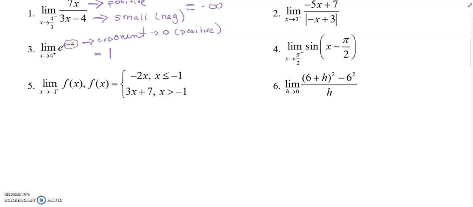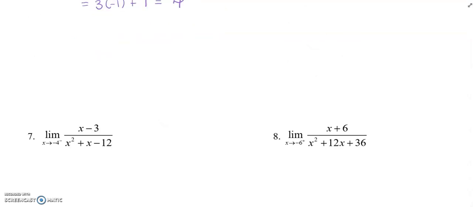I have to decide whether I'm going to use this part of the piecewise or this part. If I'm approaching negative 1 from a number greater than negative 1, like negative 0.9, the one that I put the purple dot by is the winner. I'm going to substitute negative 1 into that part because I can, and I am going to get 4.